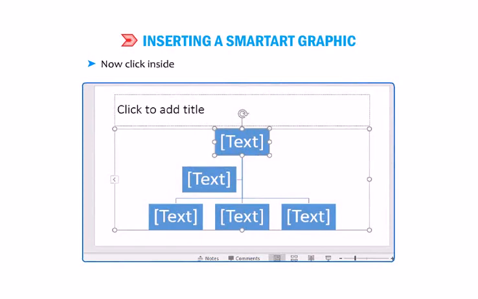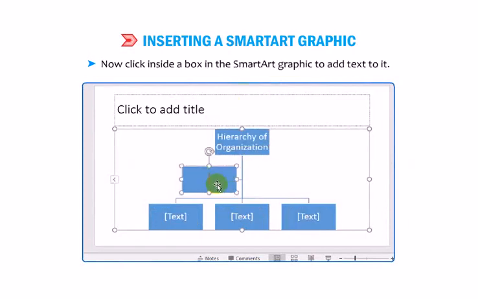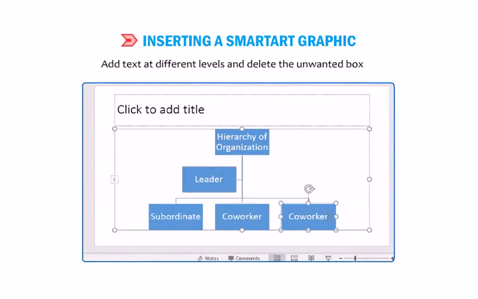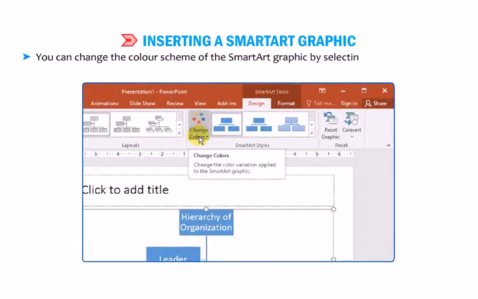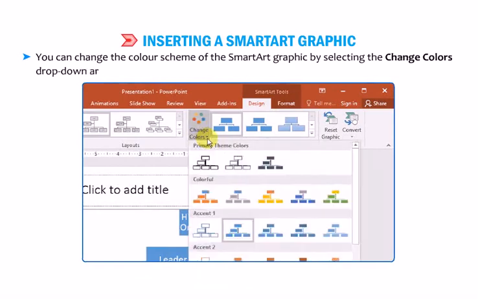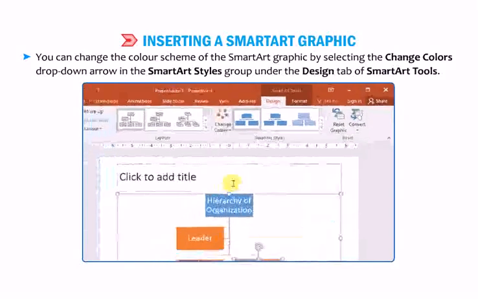Now click inside the box in the Smart Art graphic to add text to it. Add text at different levels and delete the unwanted box. You can change the color scheme of the Smart Art graphic by selecting the Change Colors drop-down arrow in the Smart Art Styles group under the Design tab of Smart Art Tools.